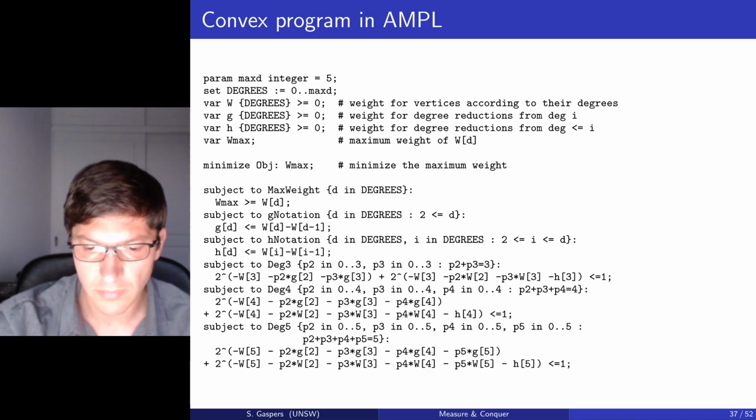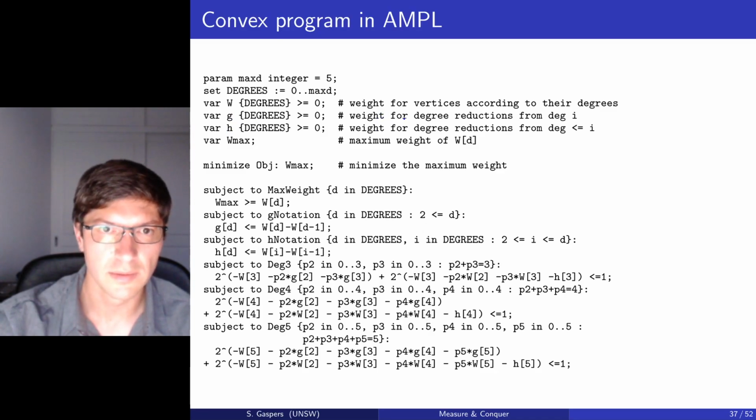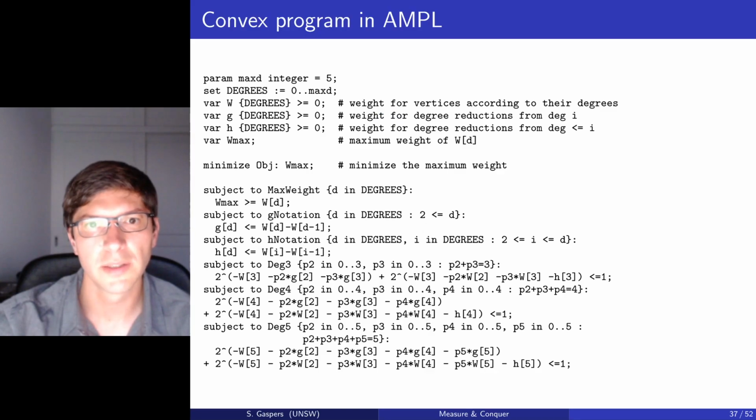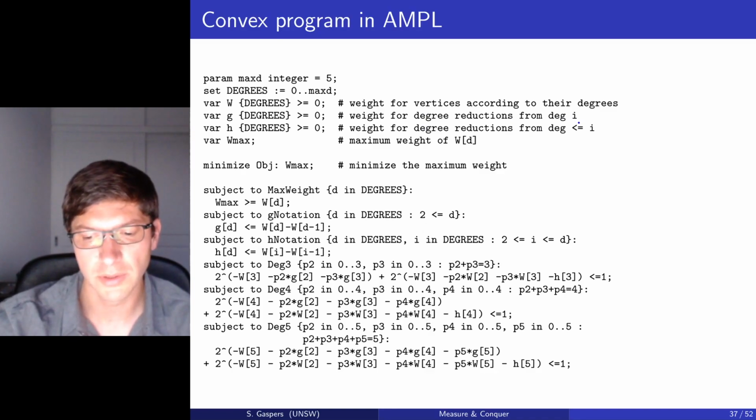And then, instead of just having h, I have g and h. So g is the benefit that we get from reducing the degree of a vertex that has degree exactly I, and h is the benefit that we get from reducing the degree of a vertex that has degree at most I.